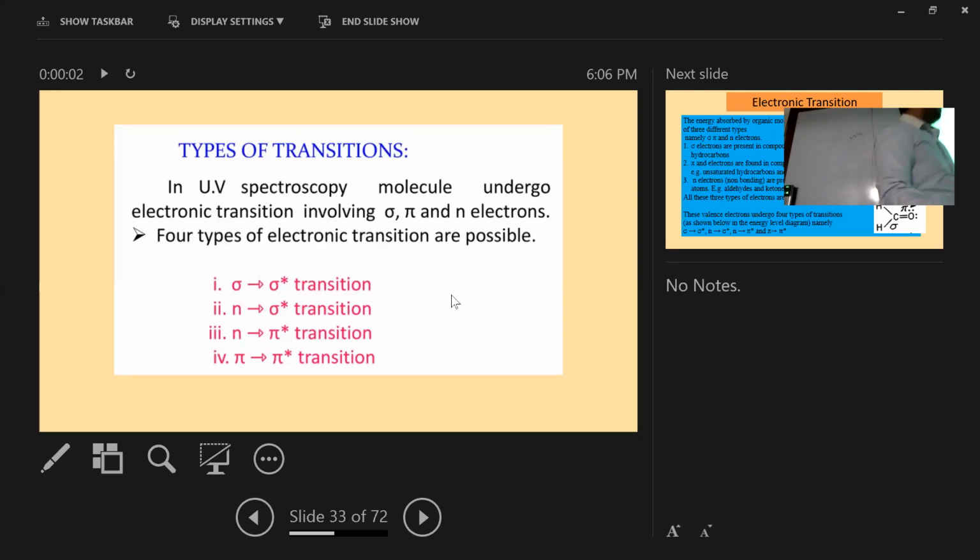So this hydrogen and this carbon are bonded by a single bond, that means this is a sigma bond. This is also a sigma bond. This is a pi bond.